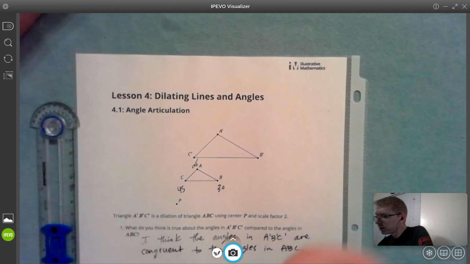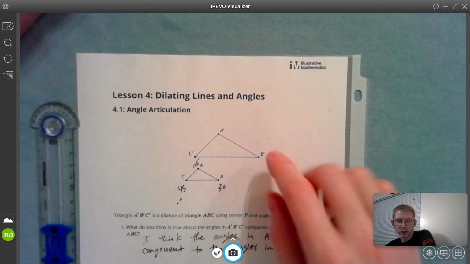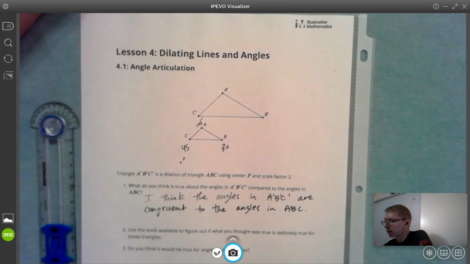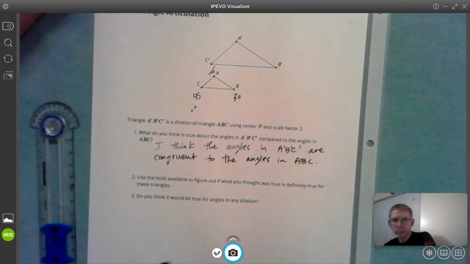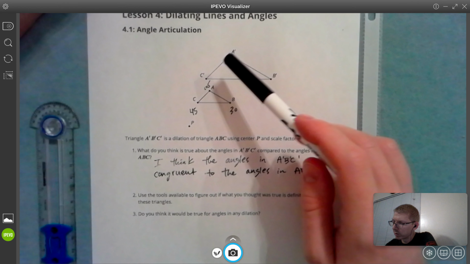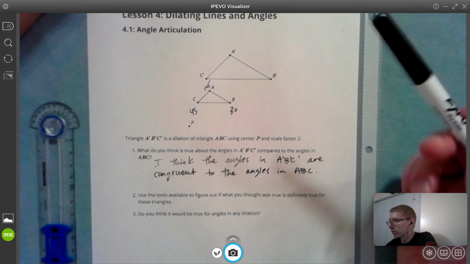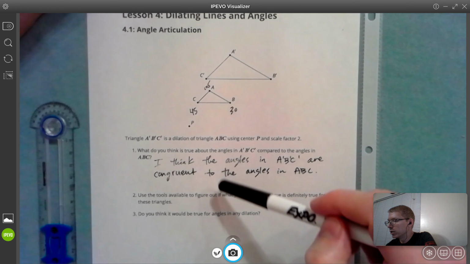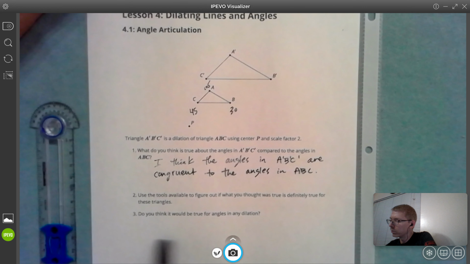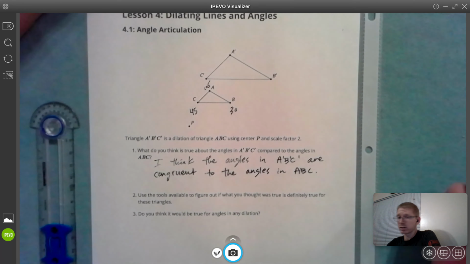All right. So if we repeated that process for triangle A prime, B prime, C prime, we'd probably get the same measurements. So this relationship of these angles being congruent, these angles being congruent, and these angles being congruent, our conjecture was specific to these two triangles. So would this be true for angles in any dilation? Well, I think yeah. I think anytime you dilate one figure by a scale factor, all of the angles stay the same.